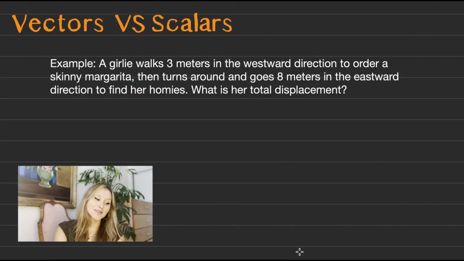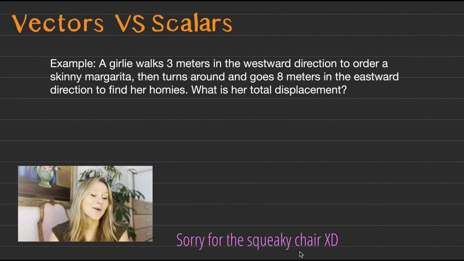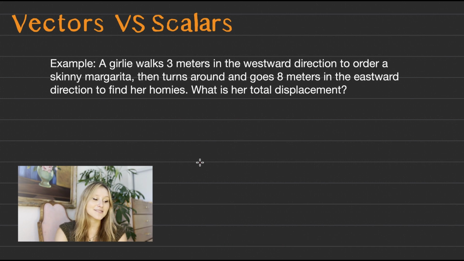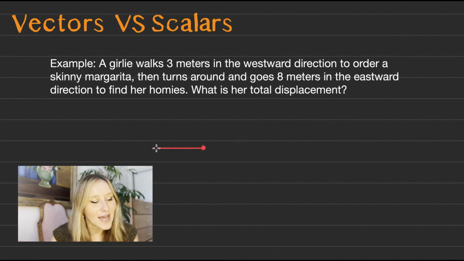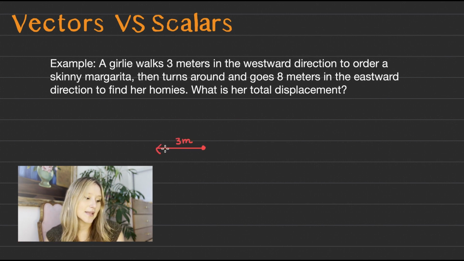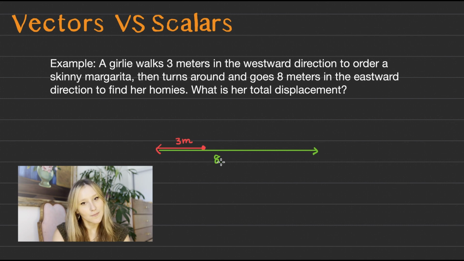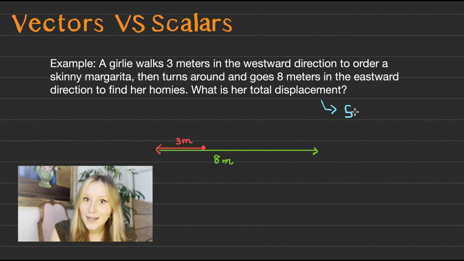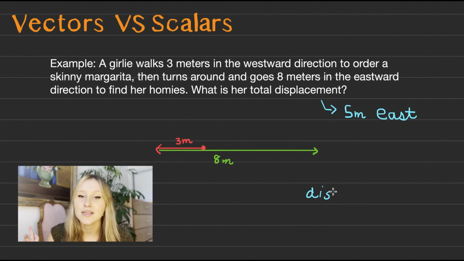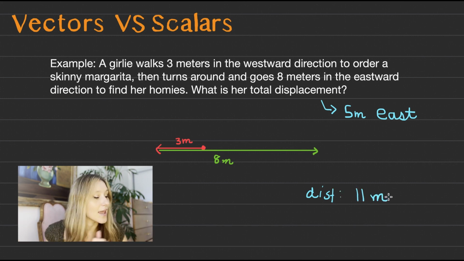A girlie walks 3 meters in the westward direction to order a skinny marg, then turns around and goes 8 meters in the eastward direction to find her homies. What is her total displacement? Let's draw a diagram. 3 meters west, 8 meters east. So we see from her starting point, her total displacement was 5 meters east. But the distance is something else. So we see the distance, which has no direction. It's just paying attention to how much she walked, being 3 meters and then 8 meters, which is 11 meters.